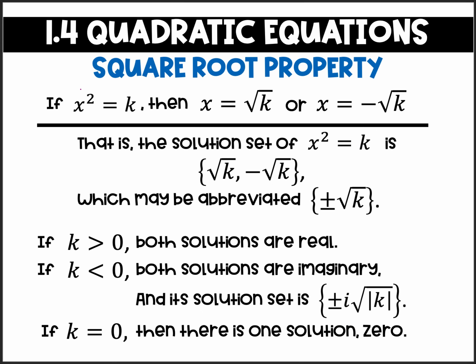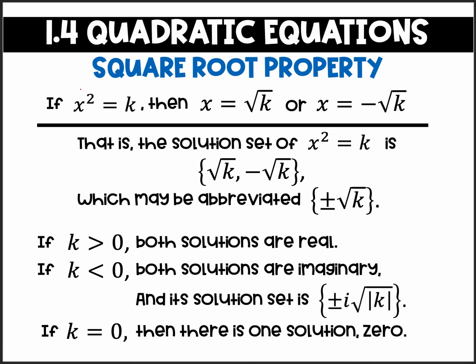Now, if your solutions are square root of k or negative square root of k, whenever you have x squared equals k, your solution set is written like this: curly bracket, square root of k, comma, negative square root of k, curly bracket. Or you can abbreviate it with plus or minus square root of k with the curly brackets.